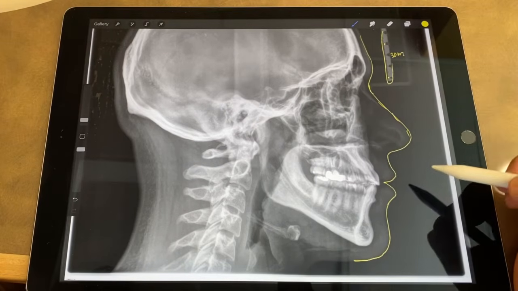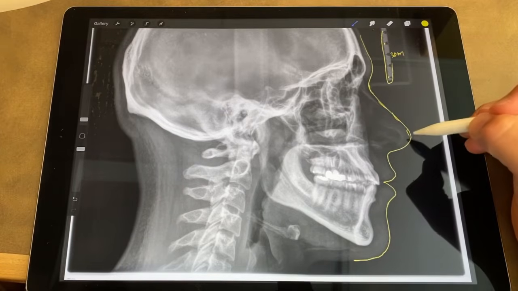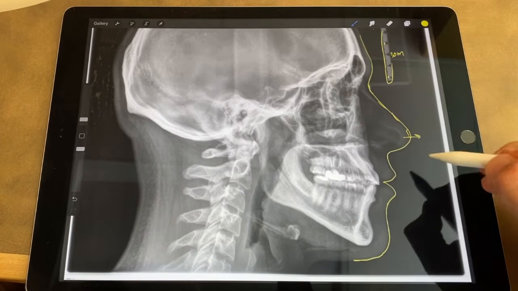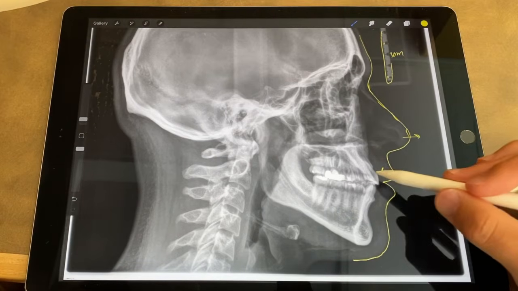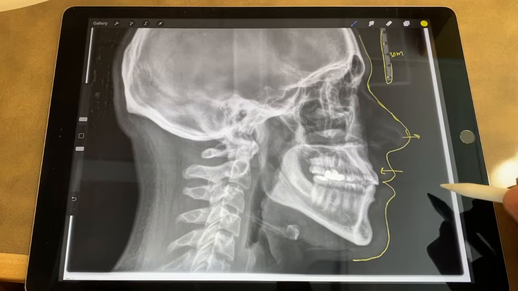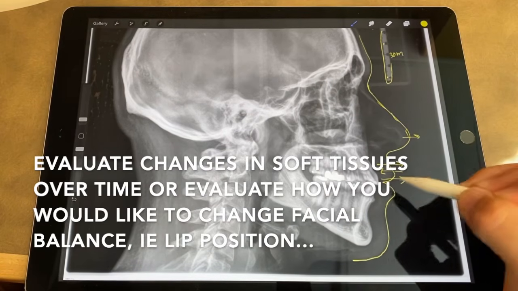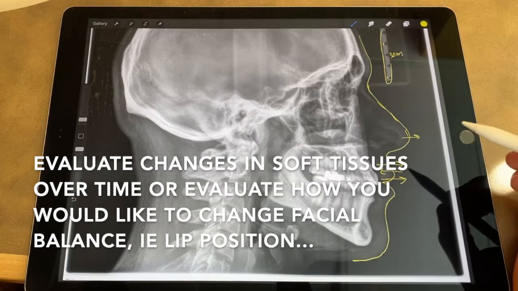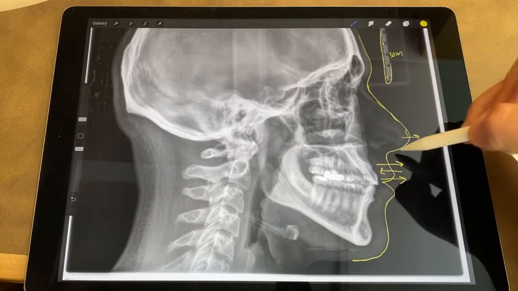What's kind of neat about this is if you superimpose cephs, you can see how much a patient's nose grew, or you can see how much their lips retracted over so many years, or if you extracted to retract the lips, you can see how much you retracted. Or perhaps you wanted to provide more lip support and push the lips facial. You could see what kind of changes you made there as well. So that's an important part of a tracing, is that soft tissue.